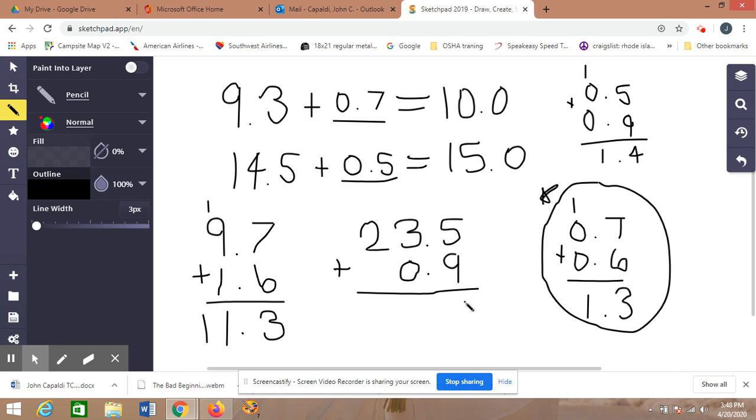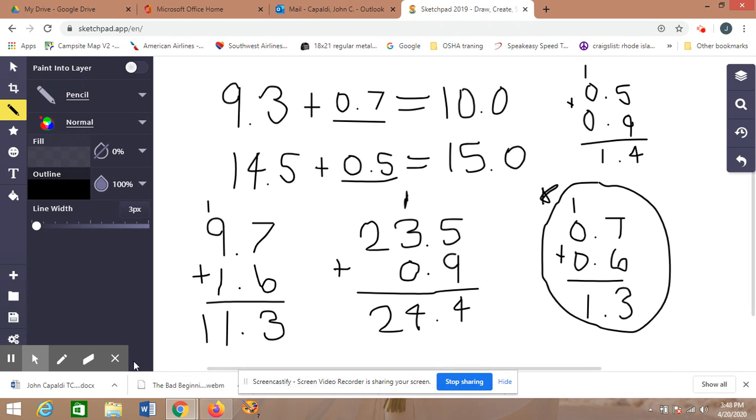So 5 plus 9, 14 tenths. But we take that 10 tenths that we have, and it goes up to the ones place. And now we have in the ones place 1 plus 3 plus 0. That's 1 plus 3 is 4, plus 0 is 4. Make sure to bring that decimal down. And then we still have the tens place right here. We have 2 plus nothing, 0, is 2. So we have 24 and 4 tenths.